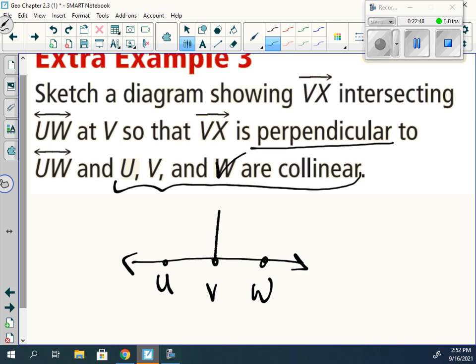So what we can do, we can draw a line going straight up, perpendicular, and to signify that it is perpendicular, we will do one of the little right angle, or the 90-degree markers here to show that it is perpendicular. And our letter up here would be X.